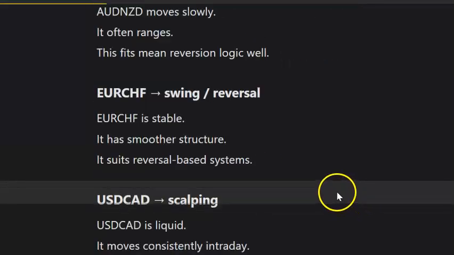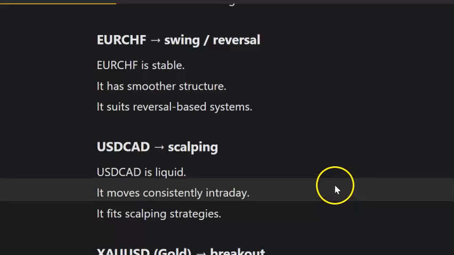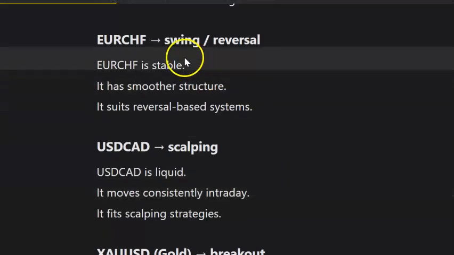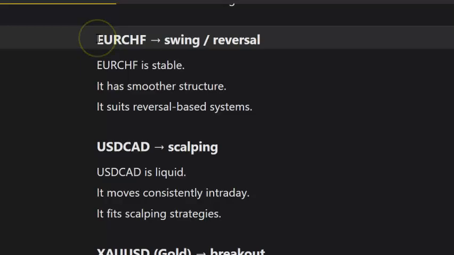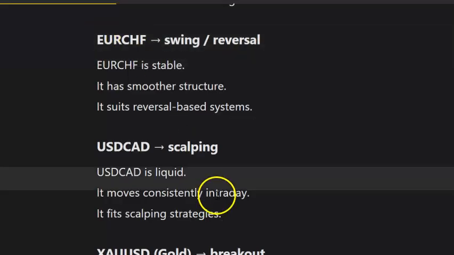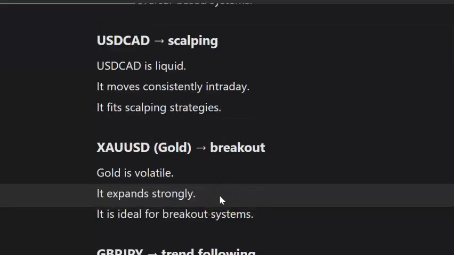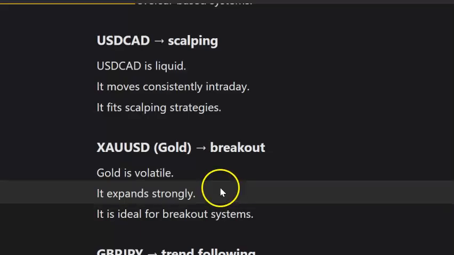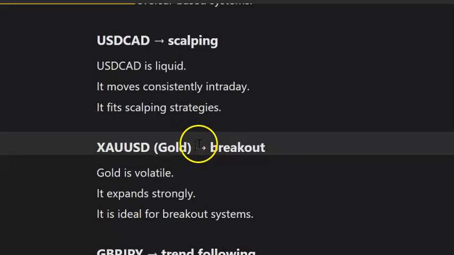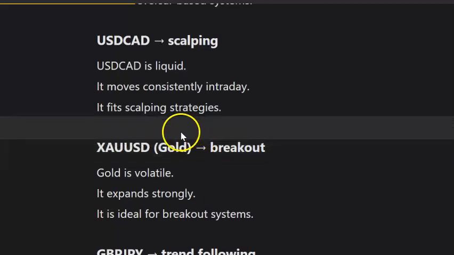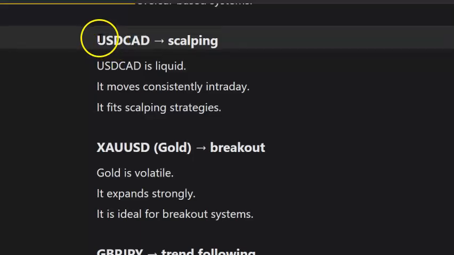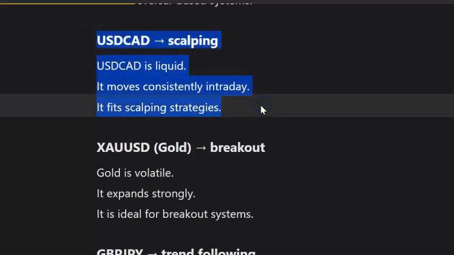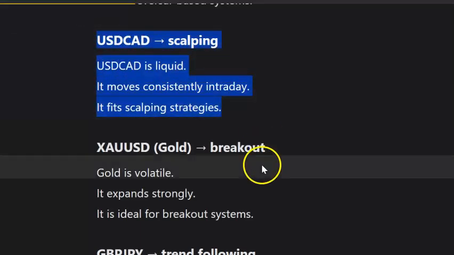Euro CHF, swing reversal. It's a stable asset, it has a smoother structure, it's slow as well, it suits reversal based systems. So we're going to focus on finding swing reversal strategies for Euro CHF. USD CAD, scalping. It's a liquid asset, it moves consistently intraday, and it fits scalping strategies quite well. So we're going to look at scalping strategies for USD CAD.